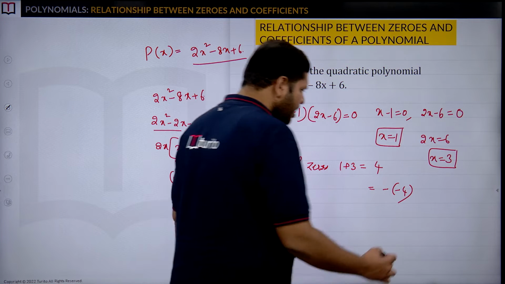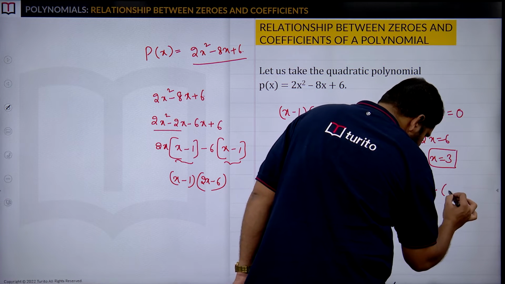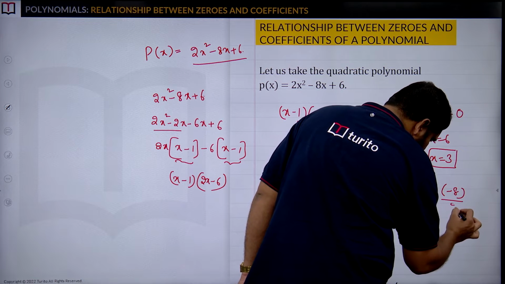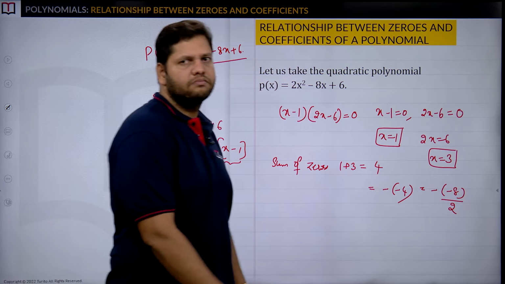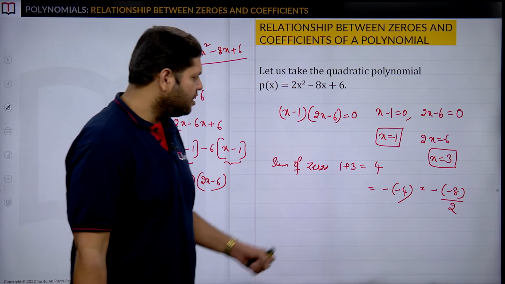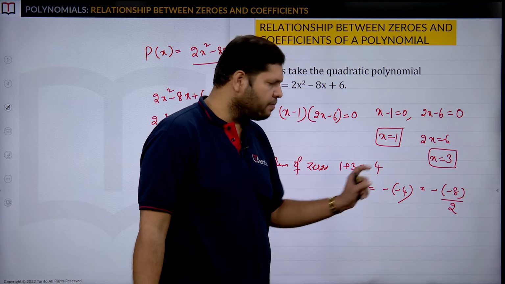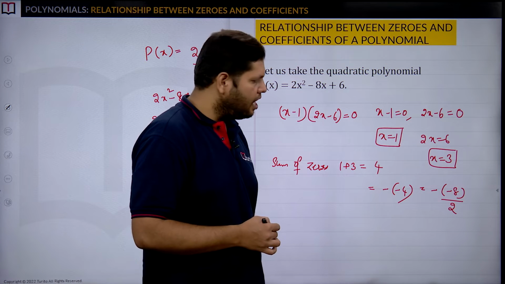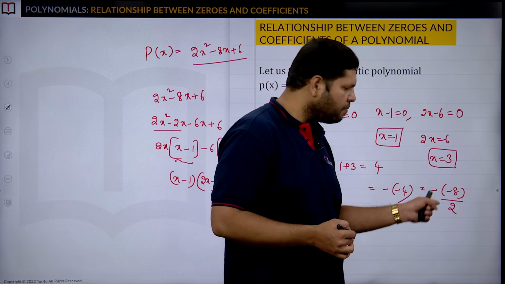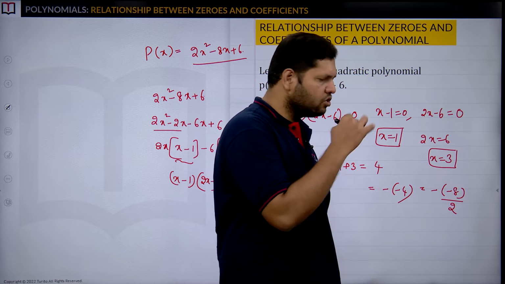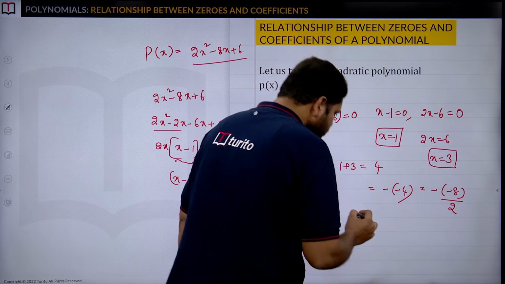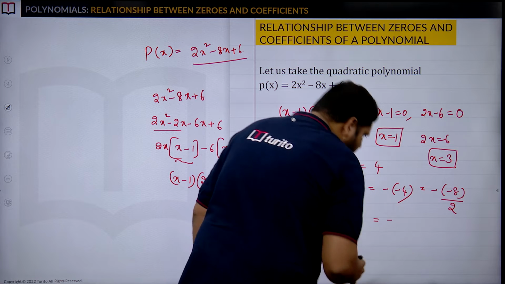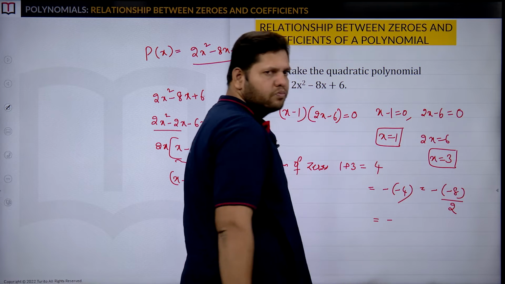And this I am writing as minus of minus 8 by 2. Children, first this 4 I am writing as minus of minus 4. So minus of minus 4, again it is the same, plus 4 only. And this minus 4 I am writing as minus 8 by 2, because 2 ones are 2, 2 fours are 8, isn't it? So at last what I got, children? Minus of minus 8 by 2.